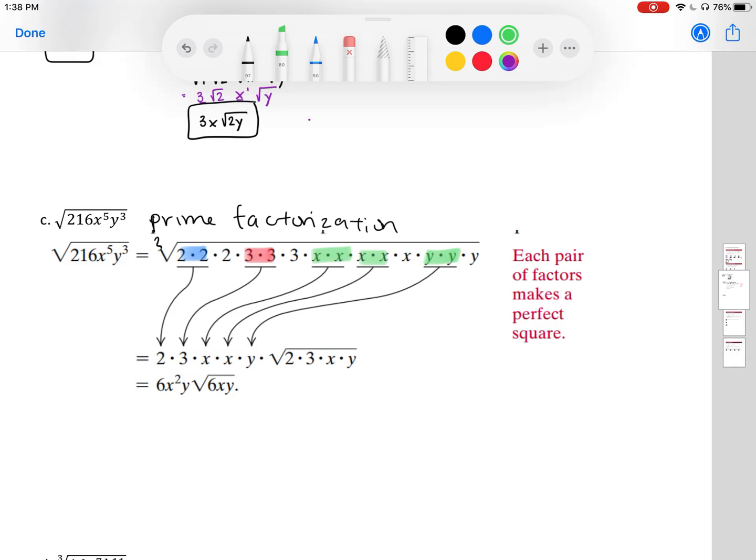So that we have a 2, a 3, and your x and your y. Everything else stays inside the radical.